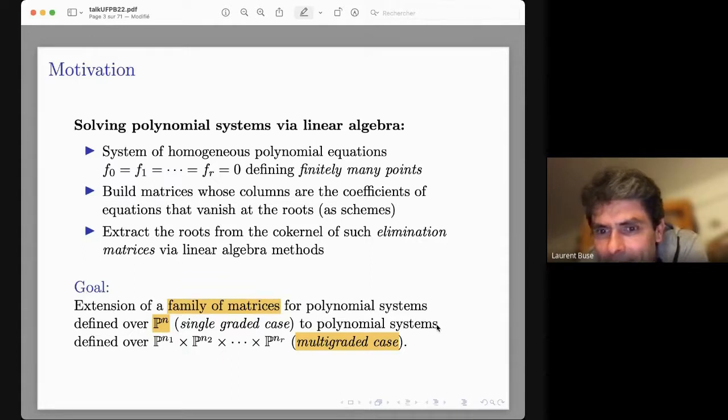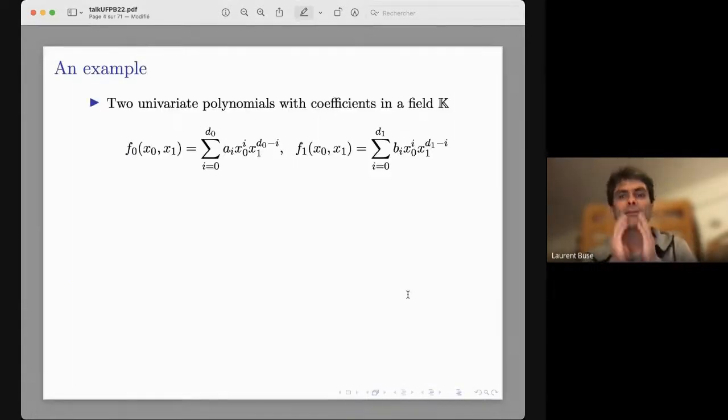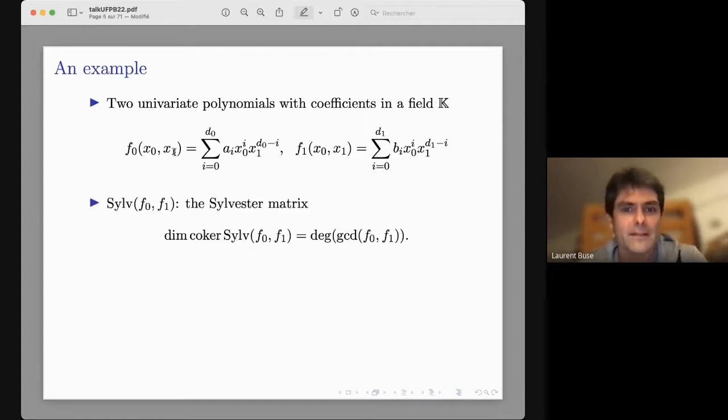Let me start with a simple example that maybe you have all seen: the classical case of two homogeneous polynomials f0, f1 in two variables x0, x1. You have two equations defined over P1, and you want to know if they have common roots, and if they do, how you compute those roots. The classical tool here is the well-known Sylvester matrix. From these two equations f0, f1, you build the Sylvester matrix that you have probably all seen.